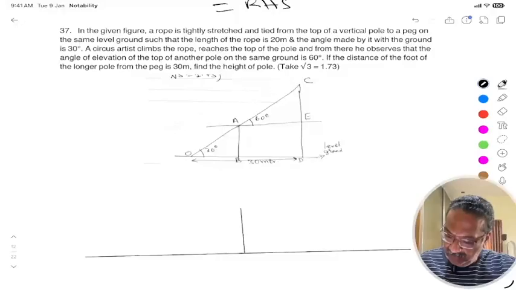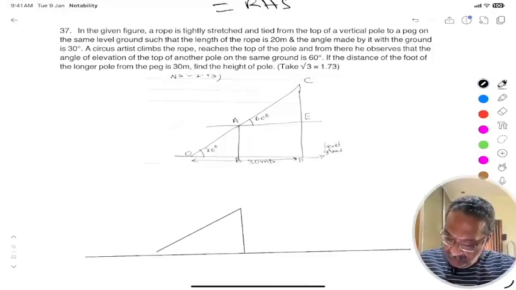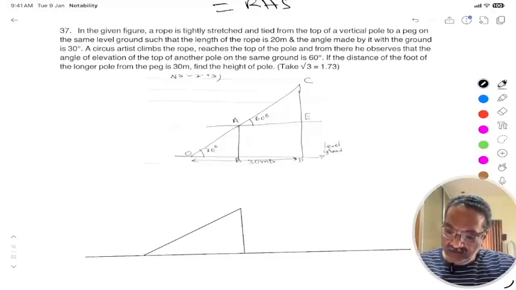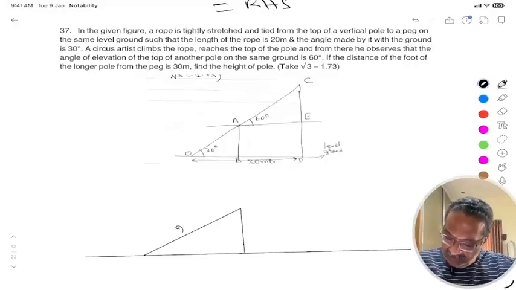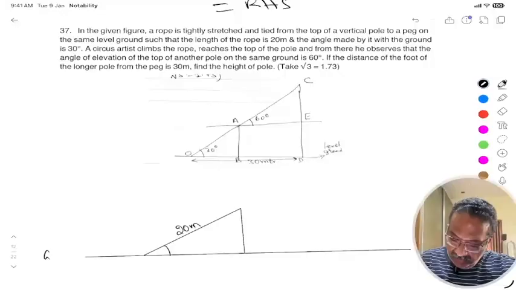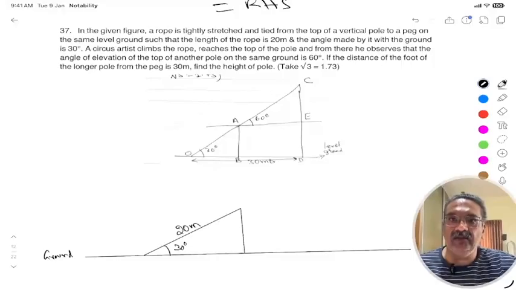There is a pole, and a rope has been stretched from the top of this pole downwards. Okay, see, a rope is tightly stretched and tied from the top of a vertical pole to a peg on the same level ground such that the length of the rope is 20 meter. This length is given to be 20 meter and the angle made by it with the ground is 30 degrees. This is the ground. So what angle does the rope make with the ground? 30 degrees. All right.